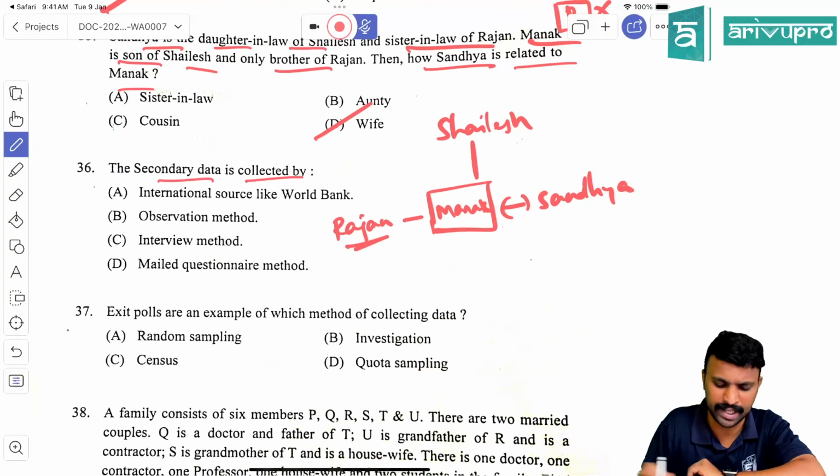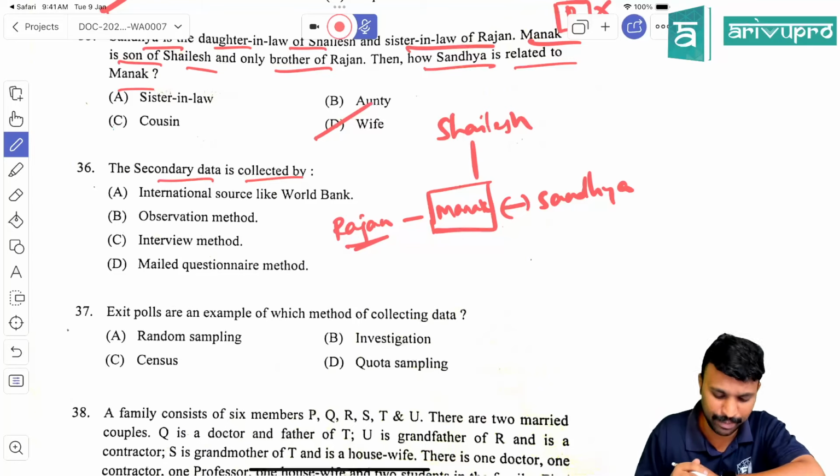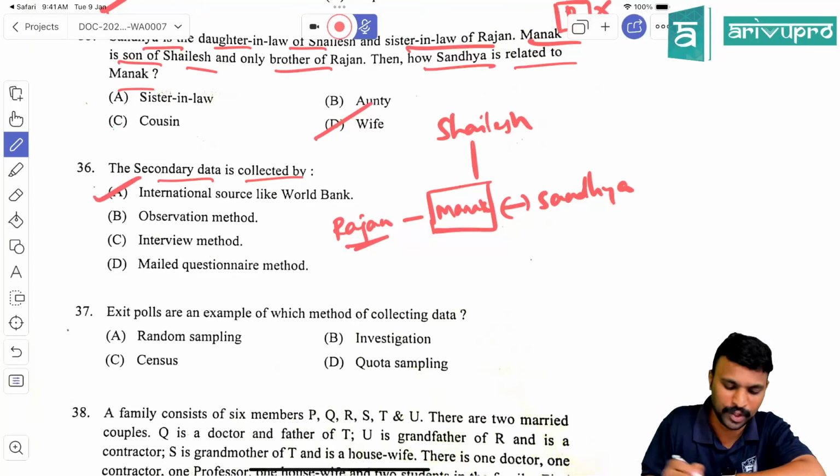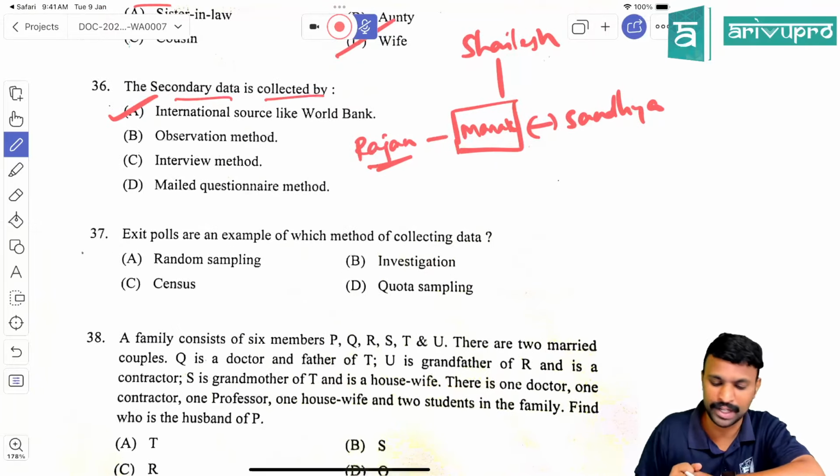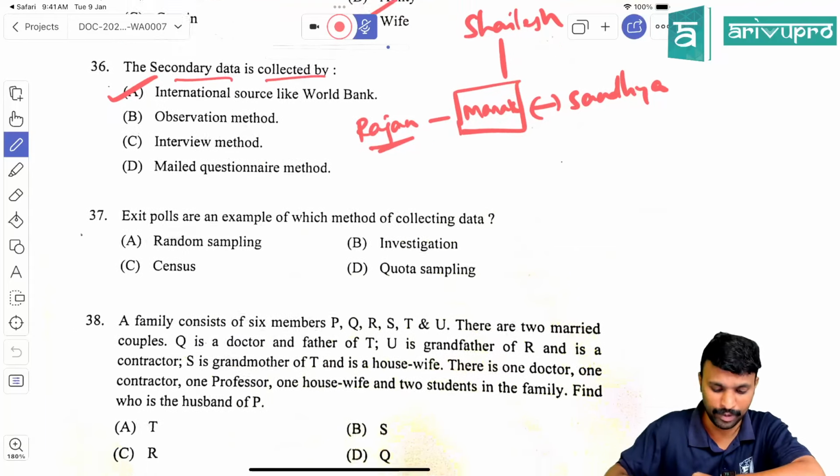The secondary data is collected by observation method, interview method, mail questionnaire method are basically primary data methods. So option A, international source like World Bank is secondary data, right? The important source of secondary data. Moving on to the next question.